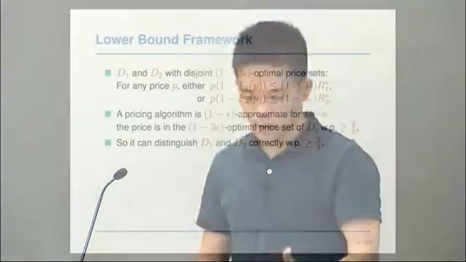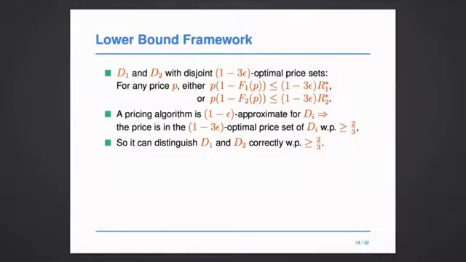Now, if this is the case, then any pricing algorithm that is a 1 minus epsilon approximation for both D1 and D2 will effectively distinguish these two distributions. Basically, you run the algorithm on the samples, and then you see what price is suggested. If the suggested price falls into the 1 minus 3 epsilon optimal price set of D1, then you assert that the underlying distribution is D1, otherwise you say it's D2. And if the algorithm is good, then you will succeed with high probability. So effectively, a good pricing algorithm can distinguish these two distributions.